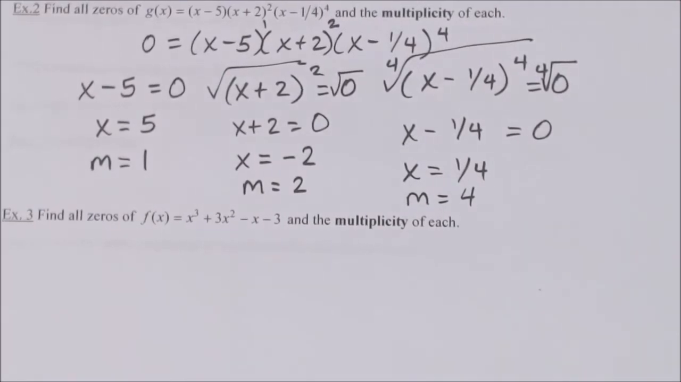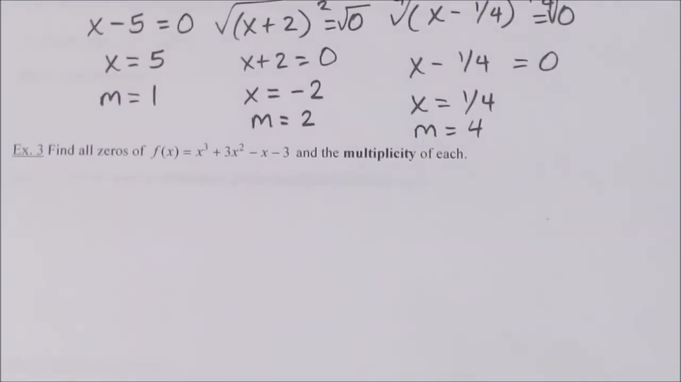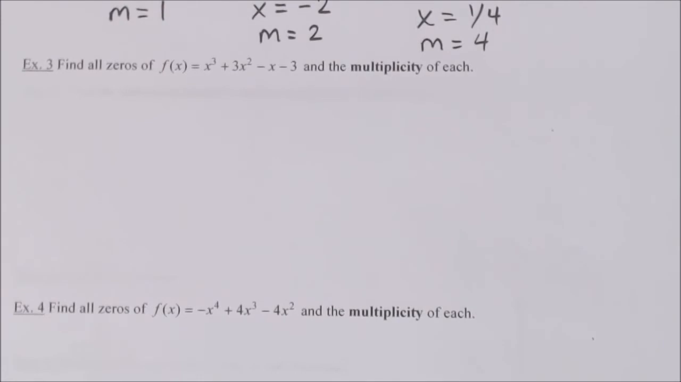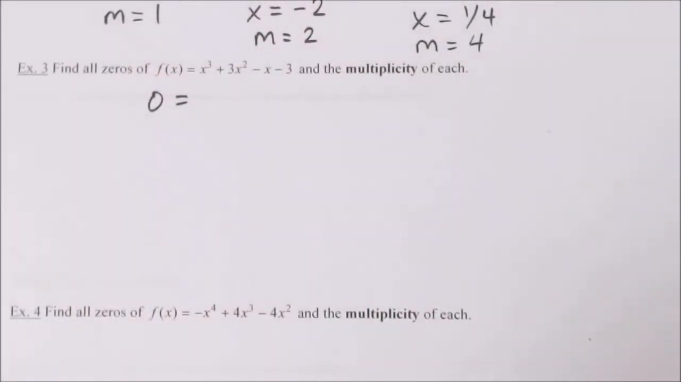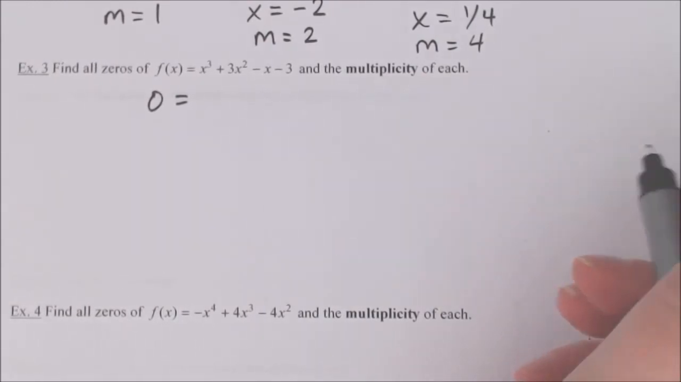Let's do another one. Let's look at example 3. This time we have to actually do some factoring ourselves. So the idea is the same. We're going to set this equal to 0, but we have to factor this. Do you remember how to factor when we have 4 terms? And hopefully you're thinking 4 terms, the only way to factor that is to use group factoring.